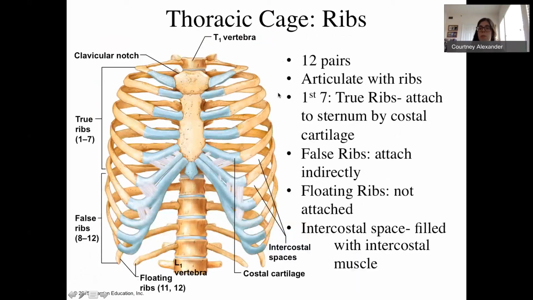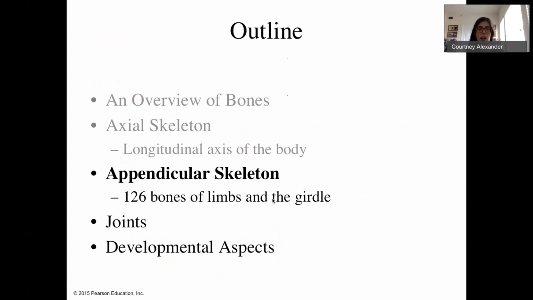Our ribs come in 12 pairs. They articulate directly, and we have the first 7, which are our true ribs. These attach to the sternum via costal cartilage directly. The false ribs attach indirectly, and the floating ribs are not attached at all. And in between is our intercostal space, and it's filled with our intercostal muscles that help us move our rib cage up and down. In the next video, we will talk about our appendicular skeleton, which forms our limbs and our girdles.